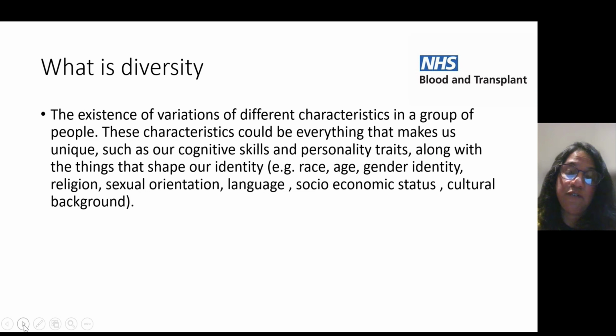Diversity is the existence of variations of different characteristics in a group of people. These characteristics could be everything that makes us unique, such as our cognitive skills, our personality traits, along with things that shape our identity, our race, our age, gender identity, religion, sexual orientation, language, socioeconomic status, cultural background.